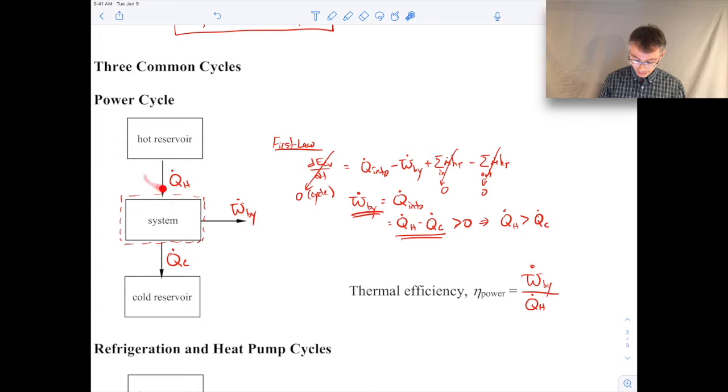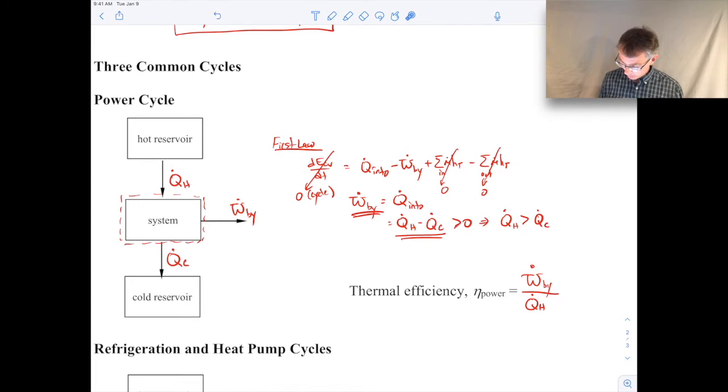If you look up here, remember the hot reservoir would be where we're burning fuel, for example, like nuclear fuel or coal or natural gas. That costs money. We're burning that fuel in order to get a bunch of Q dot H here. So ideally, we would not have to burn very much fuel. We would try to minimize Q dot H while maximizing the power out. And if we can do that, then our efficiency will be as large as possible.